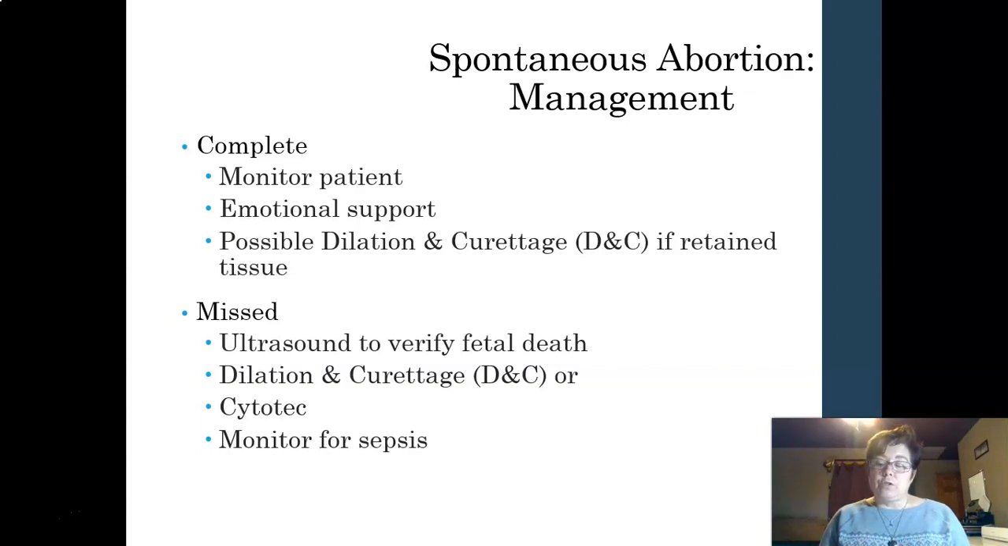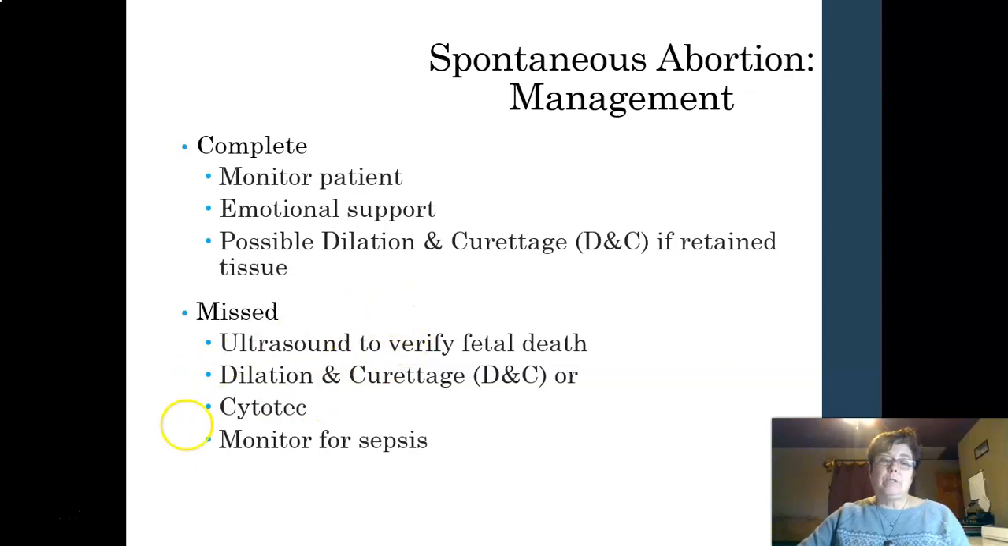If it is a missed miscarriage where the fetus died in utero but the body didn't pass it, then of course they're going to do an ultrasound to verify that the fetus has died and does not have a heartbeat, and then they can do one of two things. They can either give her Cytotec. Remember, Cytotec is a prostaglandin that can soften. They often use it to soften the cervical tissue before induction, but it also can create cramping and contractions of that uterus. So sometimes they may use Cytotec to induce a natural miscarriage, if that makes sense.